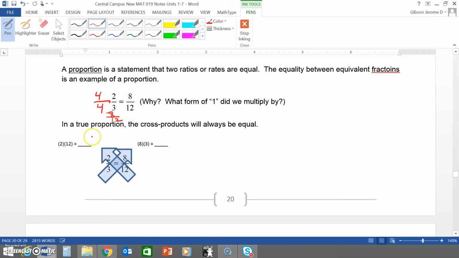Now we come down here when we use proportion. When you use proportions, you have a fraction equal to a fraction, and you would do cross multiplication. So you would take the top of the first fraction times the bottom of the second fraction. 2 times 12 is 24. Then we'll take the bottom of the first times the top of the second. 3 times 8 is 24. And if they're equivalent, then they're proportional.